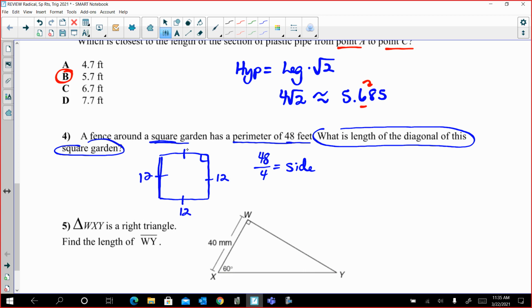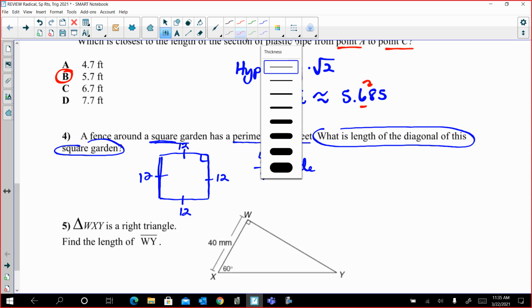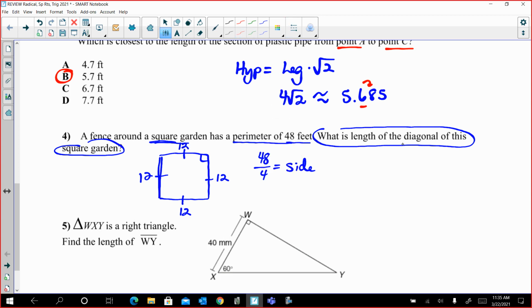So each side is 12, because they're asking us to find the diagonal, which goes from corner to corner, like such. Once I'm dealing with a square and I draw that diagonal, I now know this is 45 and this is 45. To get that piece x, x would be the leg times root 2. Well, my leg is 12. So the answer is 12 root 2.